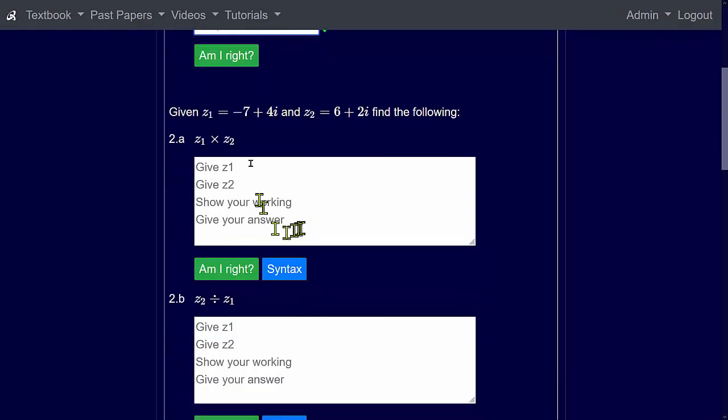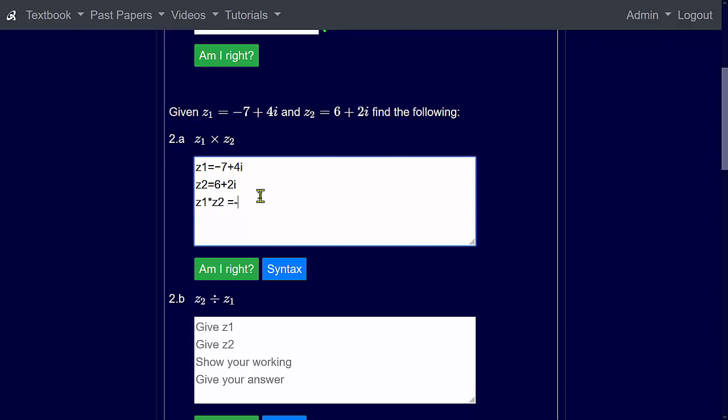Okay, question 2. Given z1 is equal to that and z2 is equal to that, find z1 times z2. So first of all, let's just copy z1 and then copy z2. And then we want z1 times z2, and remember to use the star character. If you put an x in there, any software would interpret that as z1 times x times z2, and that's not what you want. So as before, we're going to do the real parts first.